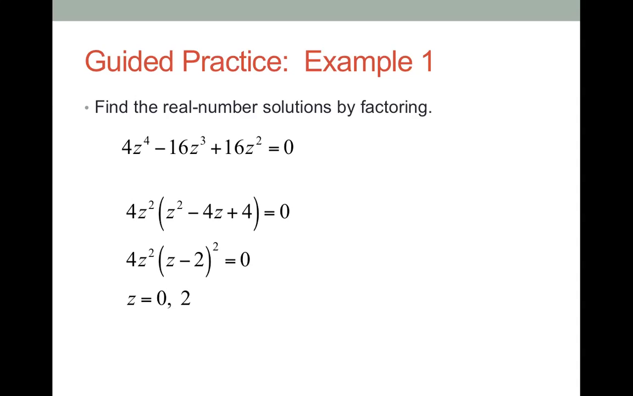And so if we set each factor equal to 0, we get z as a 0 and we get z as a 2. Those are the two possible real number solutions to this equation.